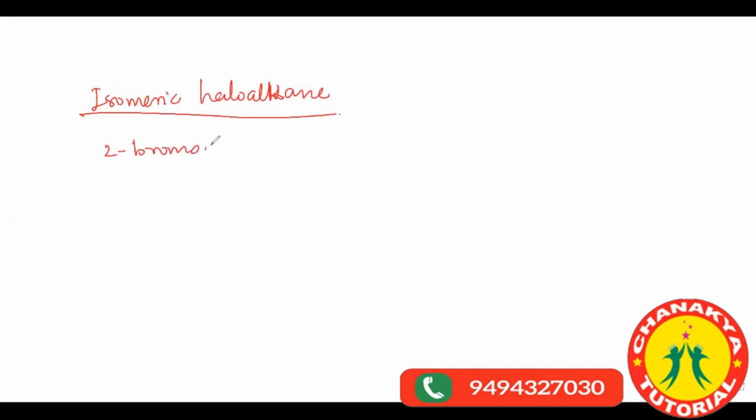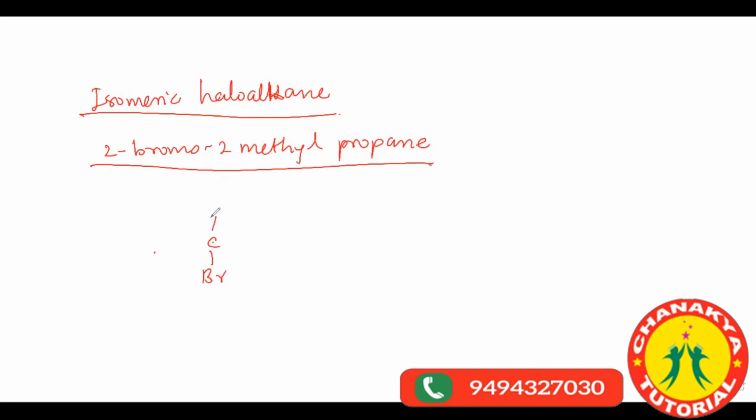Now we are going to see the isomeric haloalkanes. I'll ask you to write down the isomers of 2-bromo-2-methylpropane. 2-bromo-2-methylpropane means, at the second carbon, bromine is present and a methyl group is also present, and propane means the straight chain contains only 3 carbons. I guess this would be the compound.